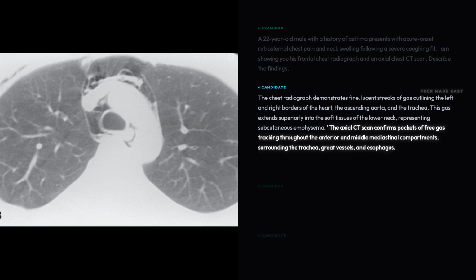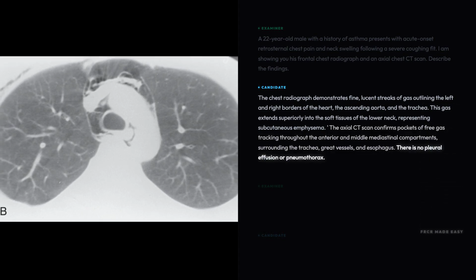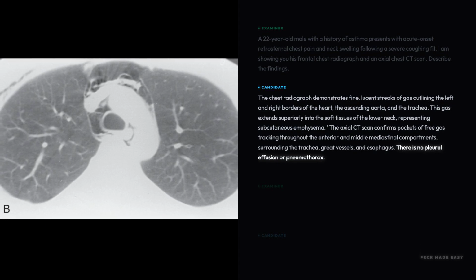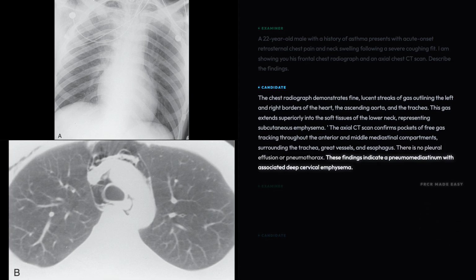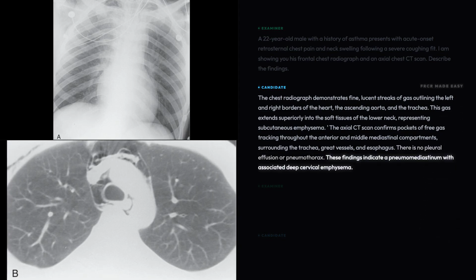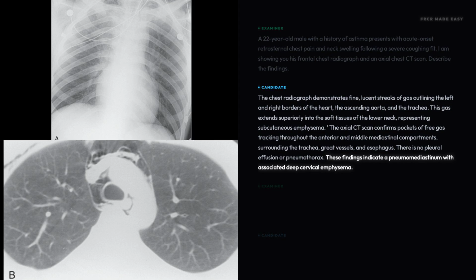The axial computed tomography scan confirms pockets of free gas tracking throughout the anterior and middle mediastinal compartments, surrounding the trachea, great vessels, and esophagus. There is no pleural effusion or pneumothorax. These findings indicate a pneumomediastinum with associated deep cervical emphysema.